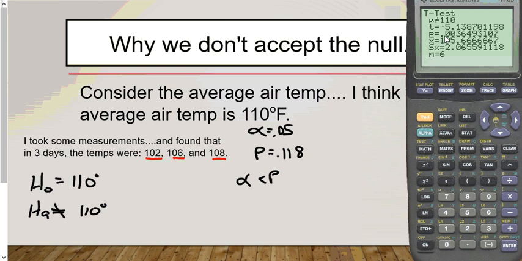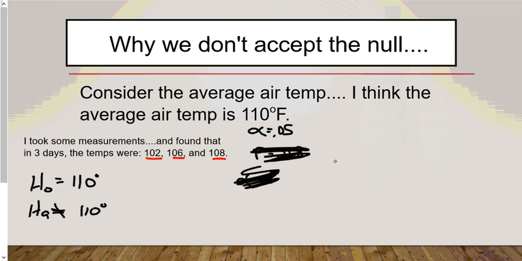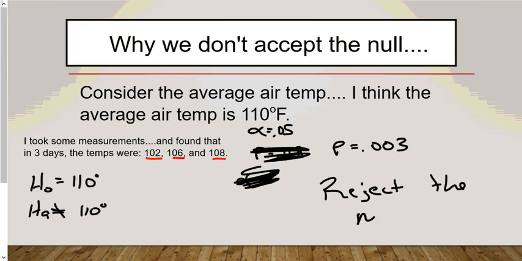In a case like this, where we added a few more days worth of information, now we can say that with a p-value of 0.003, we finally get to reject the null. We have information that says the true temperature is not 110 degrees. So we can finally reject this. We reject the null, get it out of here. We have evidence to support this. Or you might say we have evidence to reject the claim that the air temperature is 110 degrees.